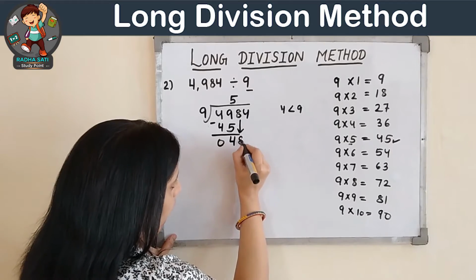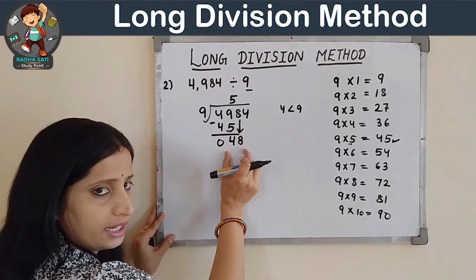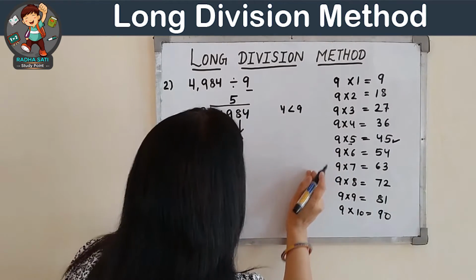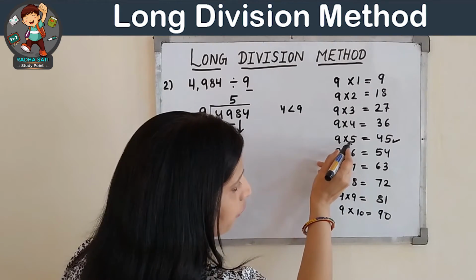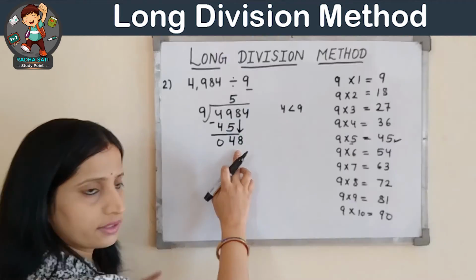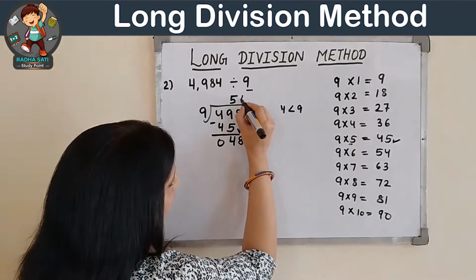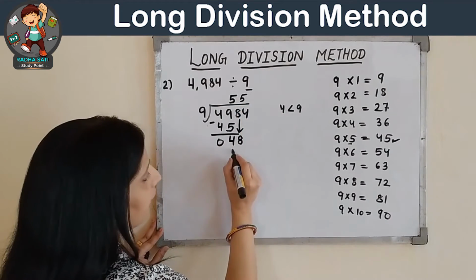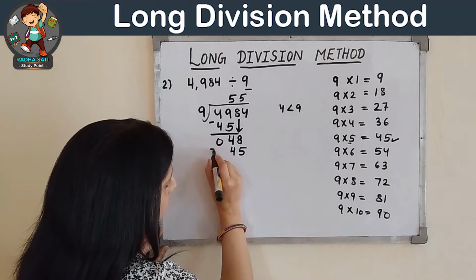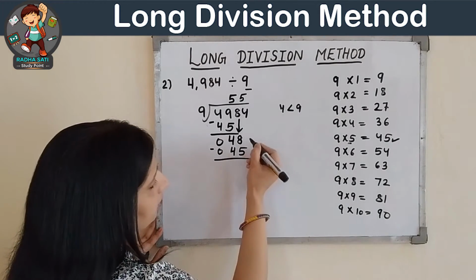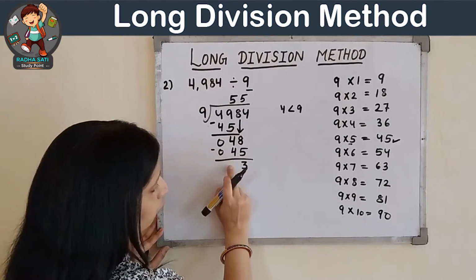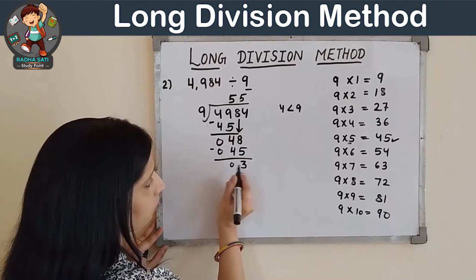Copy down. Now it has become 48. Now again when we check, we can easily see that 9 5s are 45. Again the number less than 48 is 45. So we will write 5 here. 9 5s are 45. We will subtract this. When we subtract, we get 8 minus 5, 3. 4 minus 4, 0 and 0.